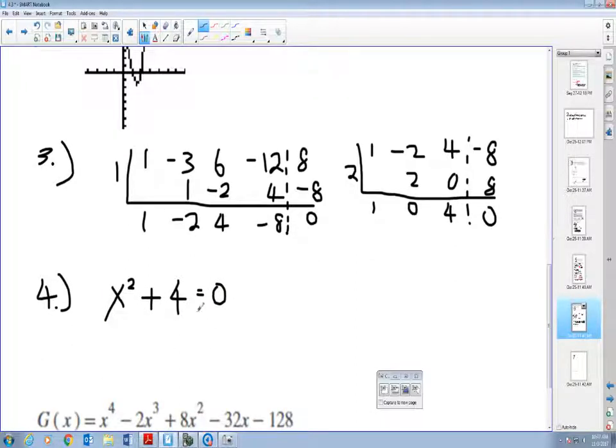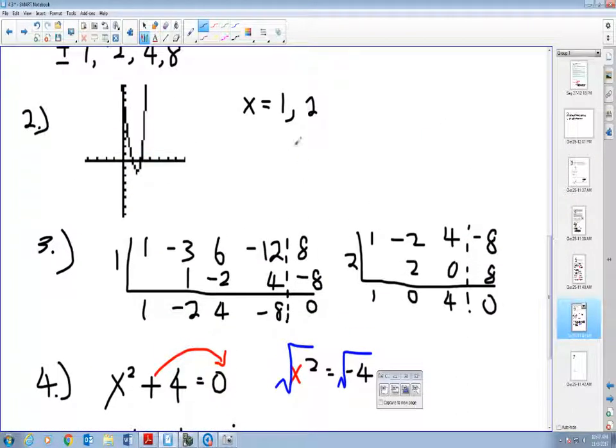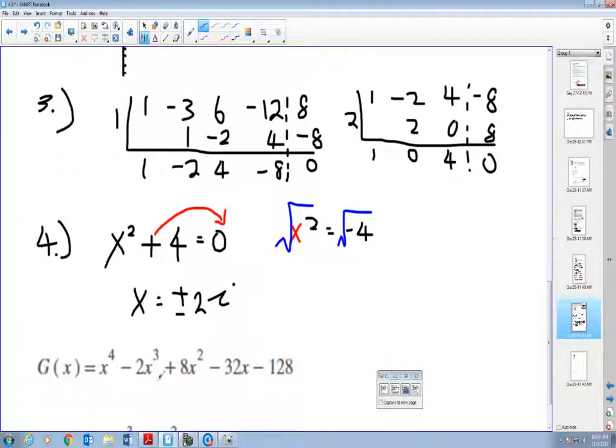So now solve for my quadratic equation. This quadratic equation only consists of 2 terms, so I'm going to move my positive 4 over, and that will leave me with x squared equal to negative 4. So now when I take a square root on both sides, my answer got to be positive and negative 2i. Okay, so what are my zeros? 1, 2, negative 2i, and positive 2i. These are my 4 zeros.